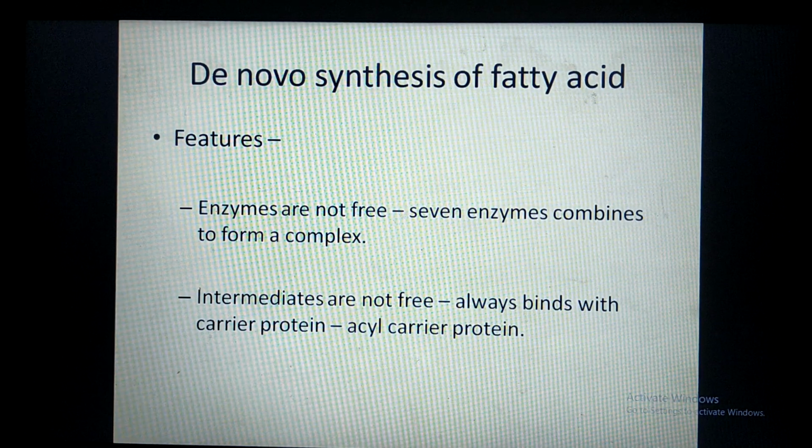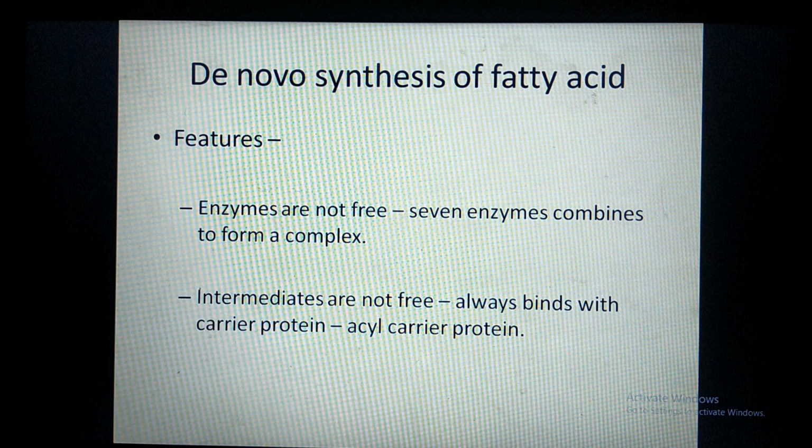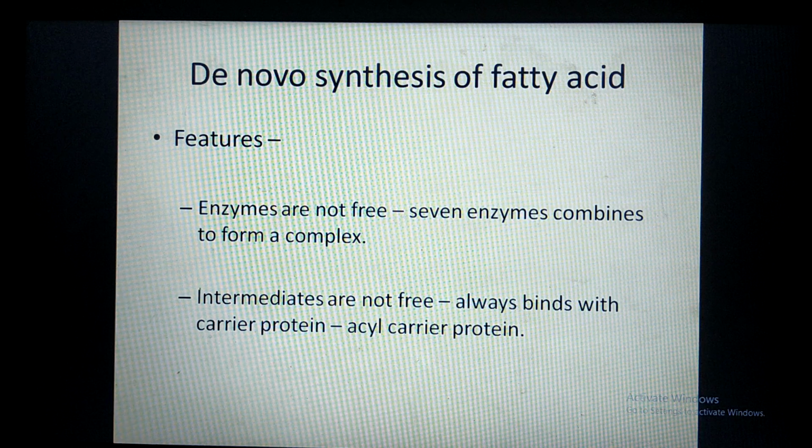Before starting the pathway, we should know some important features of this pathway. The first feature is that the enzymes of this pathway are not free. Fatty acid synthesis requires a total of 8 enzymes. Out of these 8, 7 enzymes combine to form a complex called the fatty acid synthase complex. That means they are present in a complex, 7 enzymes. Only one enzyme is free. And the second important thing about this pathway is that the intermediates which are formed in this pathway are also not free. They combine with a carrier protein called acyl carrier protein.